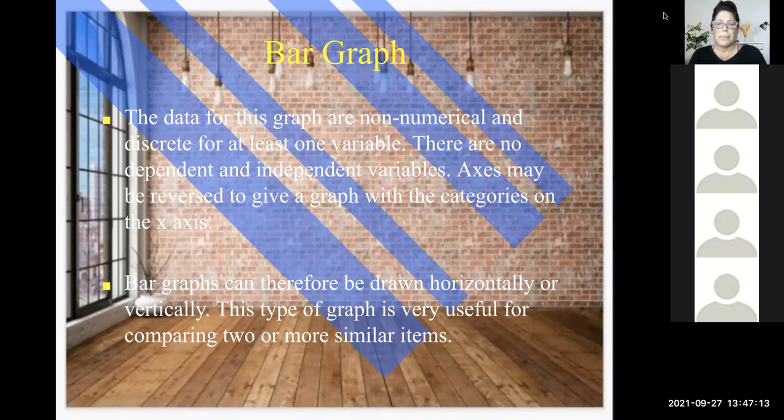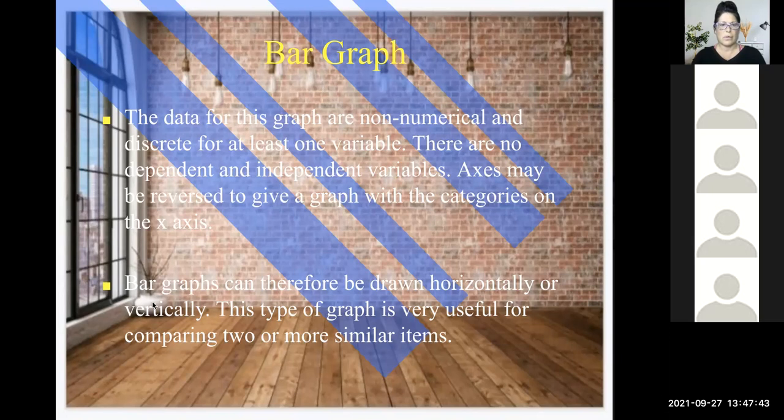It depends on the type of information. Even with the bar graph, you really do want to make sure that you continue putting your independent on the x and your dependent on the y. But you might see some instances where this isn't always the case with a bar graph. So they can be drawn horizontally or vertically.